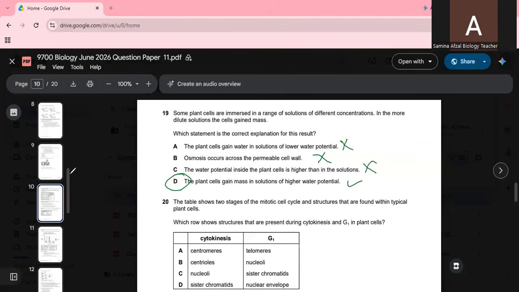Now question number 20 is, the table shows two stages of the mitotic cell cycle and structures that are found within typical plant cells. Which row shows structures that are present during cytokinesis and G1 in plant cells?